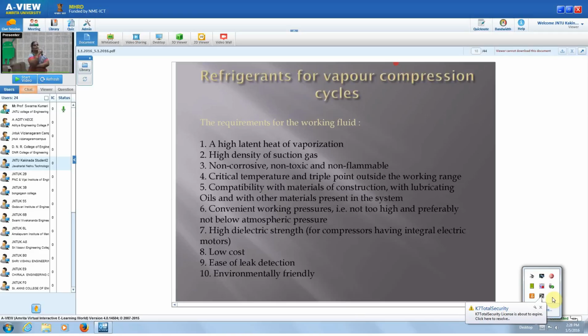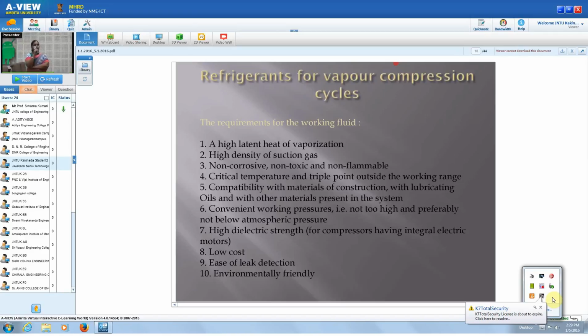Okay, and it should have compatibility with materials of construction. The material used for condenser and evaporator may be aluminum or brass, so it should have compatibility with reference to the refrigerant. Otherwise, some corrosion will be taking place, pitting will be taking place. So all these are to be taken care of before selecting the refrigerant.